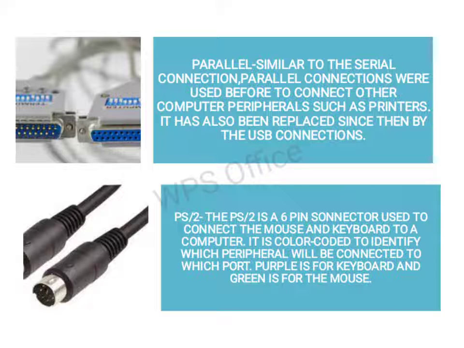PS2. The PS2 is a 6-pin connector used to connect the mouse and keyboard to computer. It is color-coded to identify which peripheral will be connected to which port. Purple is for keyboard and green is for the mouse. PS2 is now the defunct standard type of connection used to connect keyboards, mice, and other input devices to a computer. Generally, it refers to the types of cables and other connectors used with these types of keyboards and mice.